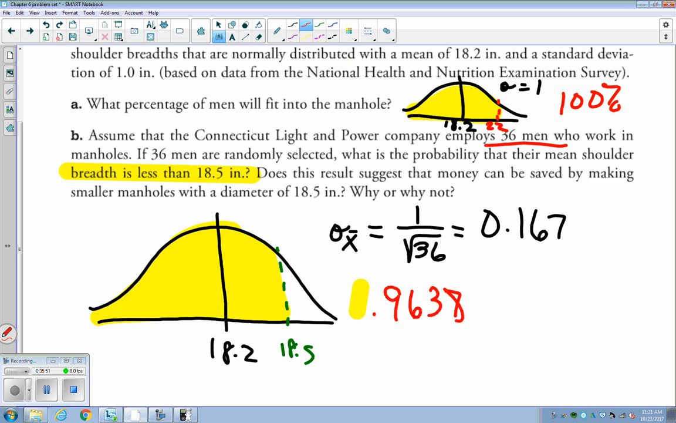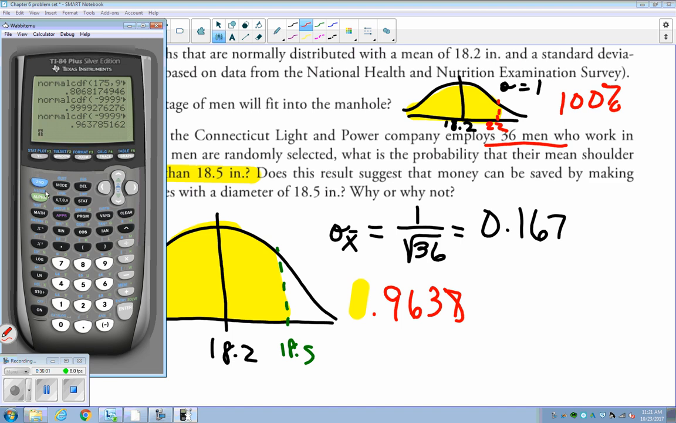0.9637. I think that rounds to an 8 though. What did I use in there? What, 0.167? So that was negative 99999. The upper is 18.5. My mean stayed the same at 18.2. Oh, yeah, it's going to be just a little bit of a difference. Round to the third, 0.167 in this case. Yep. No problem.